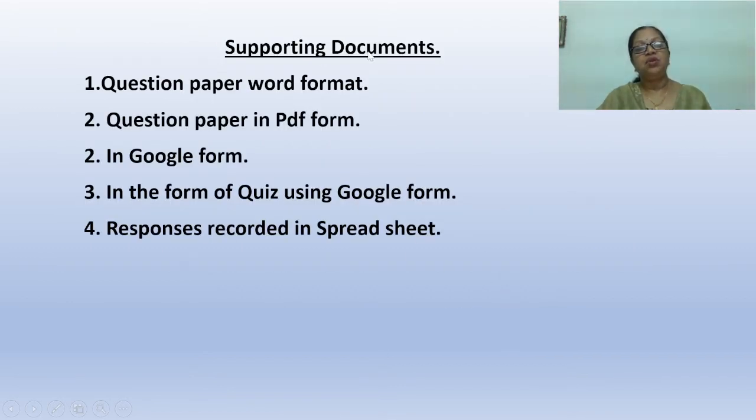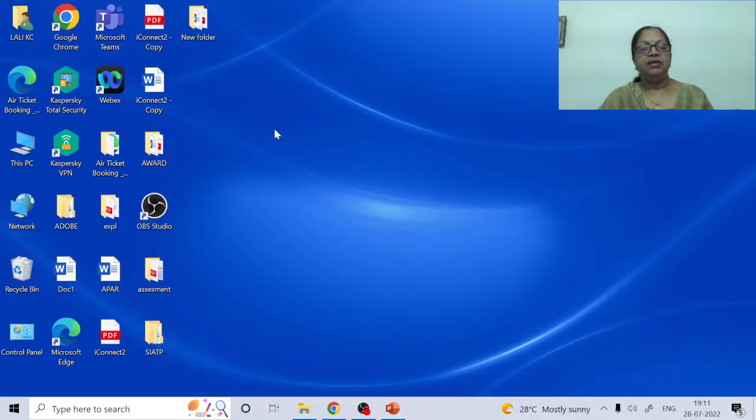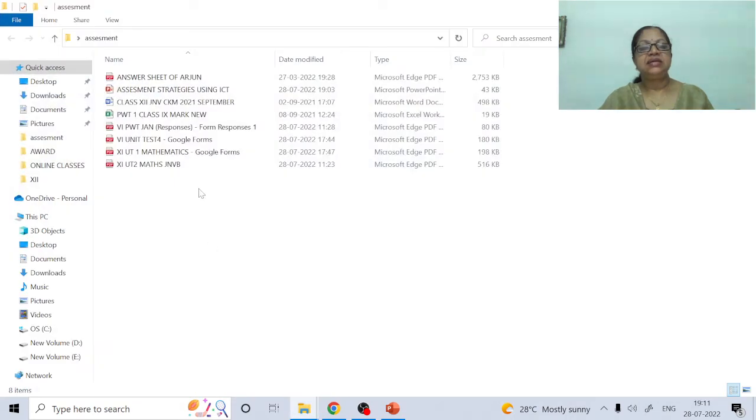Some of the supporting documents: question paper both in PDF form and Word form, question paper in Google Form, then quiz conducted in the form of Google Form, with responses recorded in a spreadsheet. Next, some samples. Say for example, some question paper in Word form.